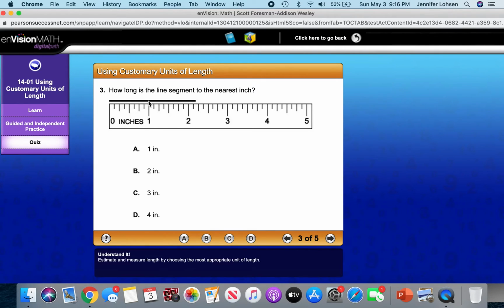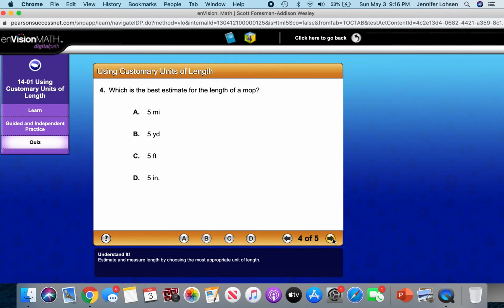It goes through the 1 inch, it goes through the 2 inch, but it doesn't quite make it to 3 inches. So which one of these inches do you think that line segment is the nearest to? 2 inches or 3 inches? If you are going with 2 inches, then you are correct.